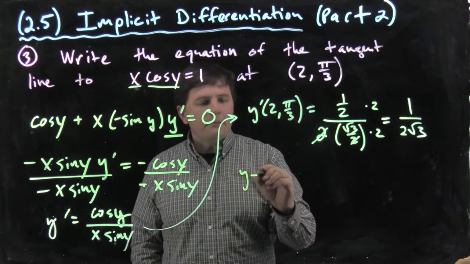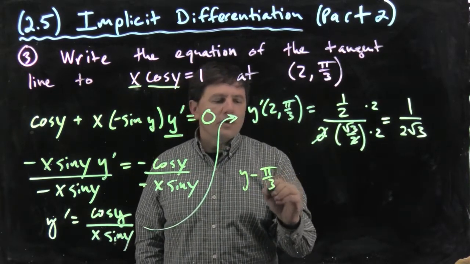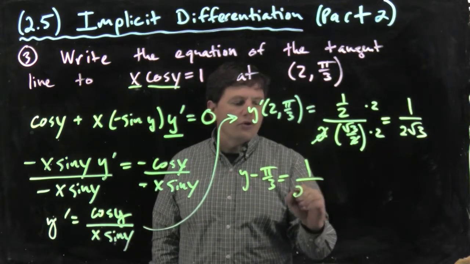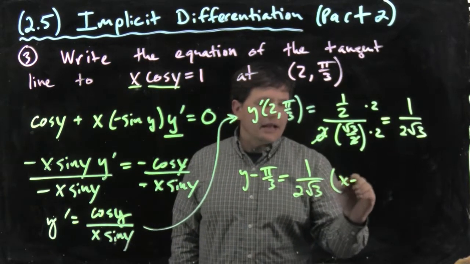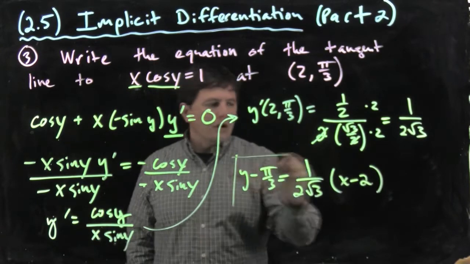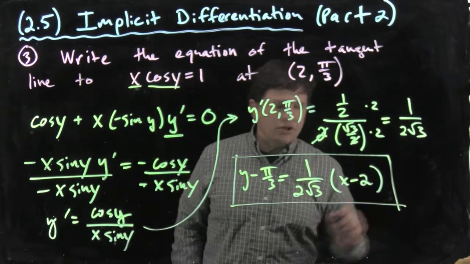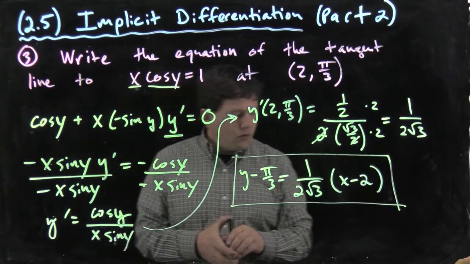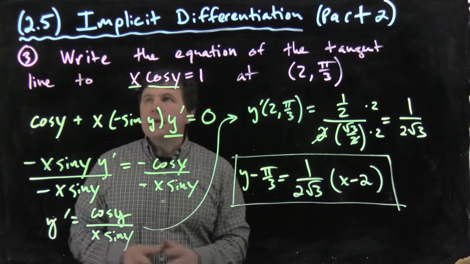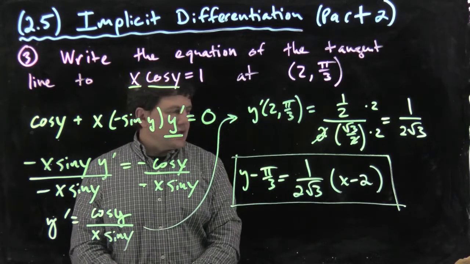So we're ready to go. This is y minus pi over 3 is equal to 1 over 2 radical 3, and then x minus 2, and that is our tangent line. Okay, I got one more example for you that's a little bit different, and then that's going to be it for us on this video.